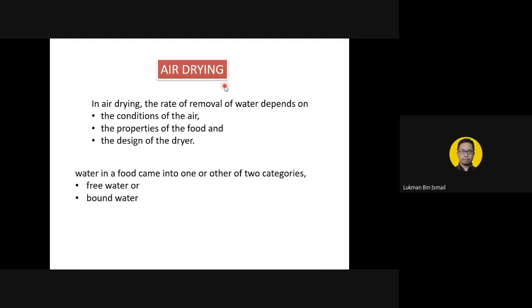Air drying. In air drying, the rate of removal of water depends on the conditions of the air, the properties of the food, and the design of the dryer. Water in a food comes into one or other of 2 categories, free water or bound water. What does it mean by free water, and what does it mean by bound water in food?